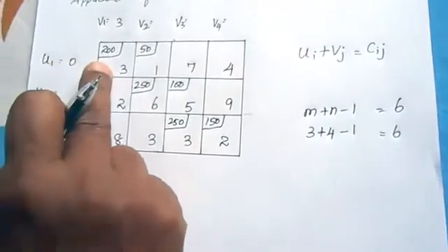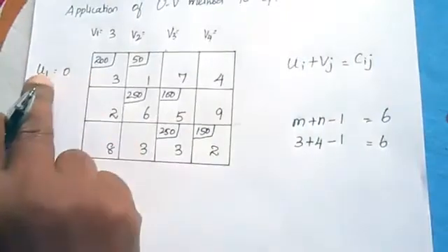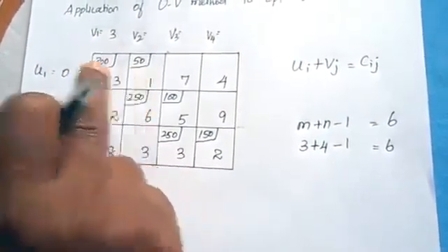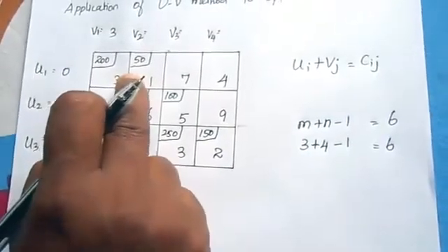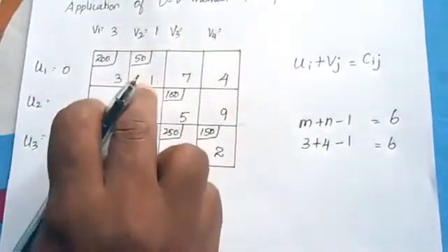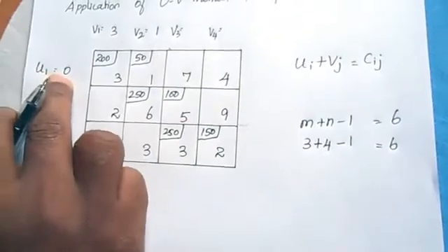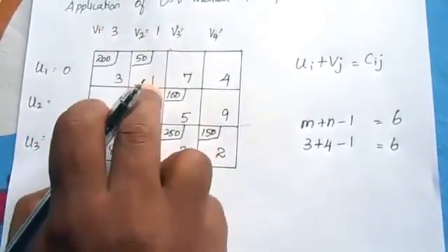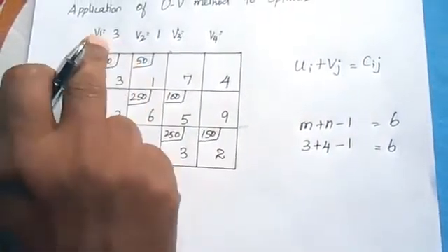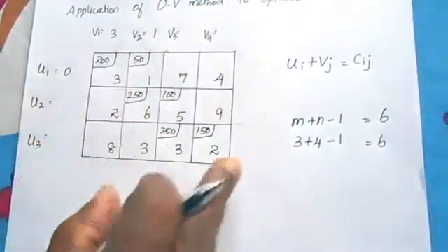Now with this, you can find the values for all other U and V. U1 is 0, and we have got the value for V1. Now go to the next one. U1 is again 0. Then what about V2? 0 plus 1 is equal to 1. Here Cij is 1. We have taken U1 as 0, so 0 plus 1 is equal to 1 according to this formula. Now we have got the values for V1, V2 and U1. With this you can find the values for other cells also.